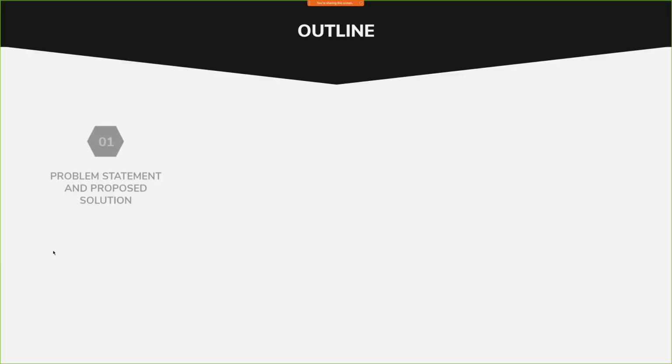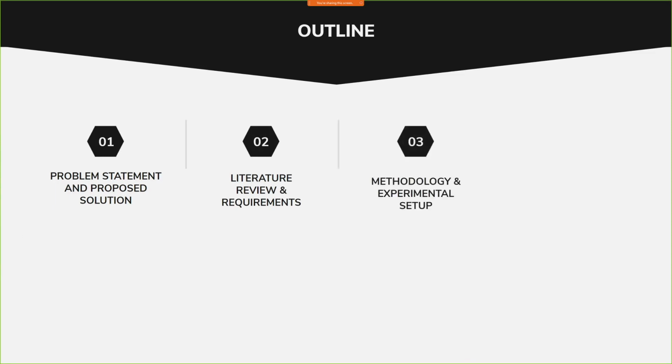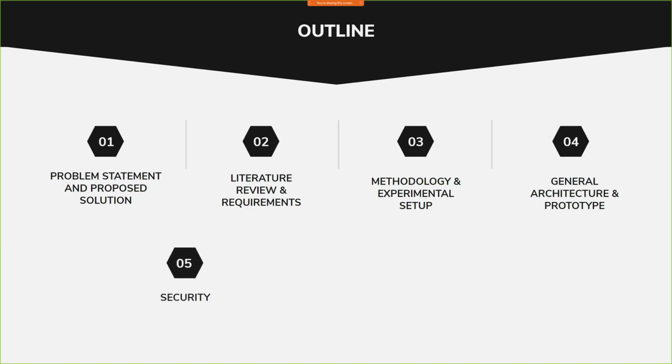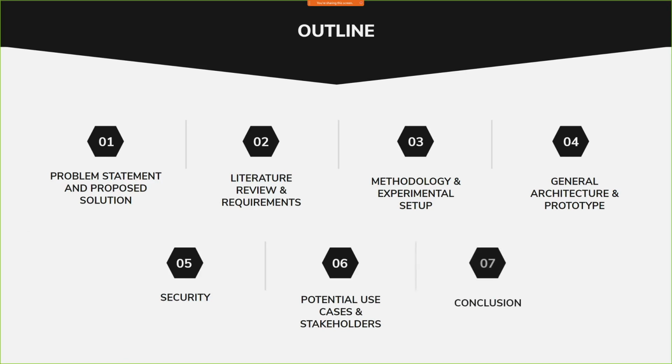First we will be presenting the problem statement and the proposed solution. After that, we will talk about the literature we reviewed and the requirements for our project. Then we will talk about the methodology and experimental setup. Next, we will talk about the general architecture and the prototype of our project. After that, we will talk about the security aspect. And then we will mention the potential use cases and the stakeholders. And lastly, we will talk about the conclusion.